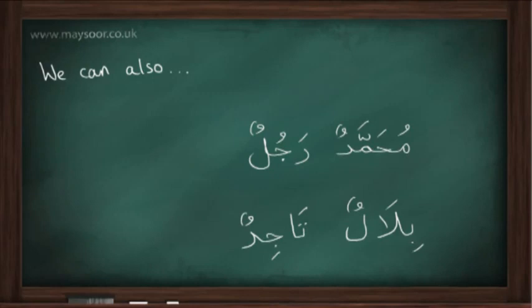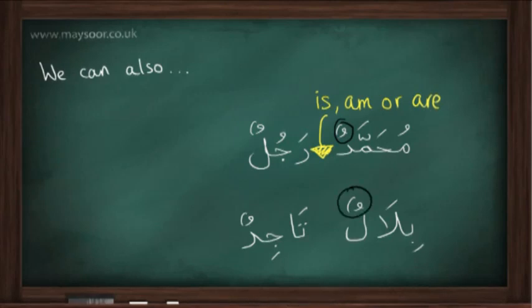Now, when we have a mubtada, a subject which is ma'rifa, definite, as in the case Muhammad or Muhammadun, and a khabar, which is nakira, indefinite, as in the case Rajulun, we read is, am, or are, between the two. So we say, Muhammad is a man, Bilal is a merchant. Don't let the tanween at the end of Muhammad and at the end of Bilal lead you to think that these two names are nakira, indefinite. The vast majority of masculine names in Arabic carry the tanween, and they are not nakira, indefinite, but rather they are ma'rifa.